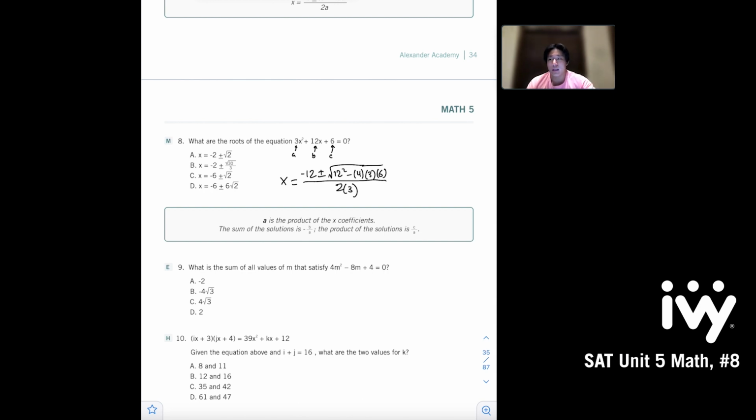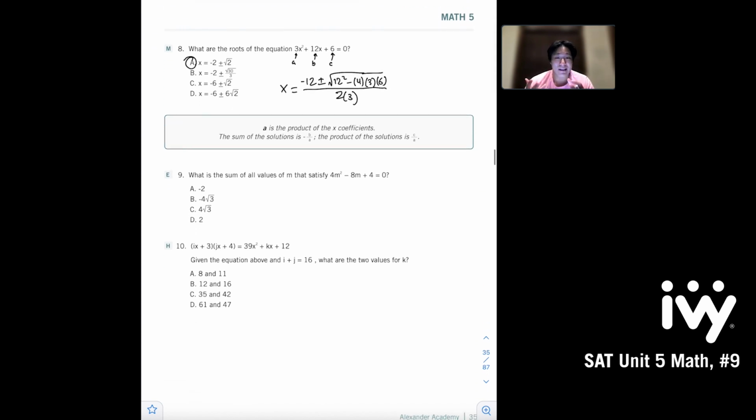So of course, this means that because we have the plus minus there, there's going to be two possible answers for this one. One where it's negative 12 plus that, and one where it's negative 12 minus that. So of course, we're going to get two answers here. So they left the plus minus in the answers for this problem, which means that we can simplify this out and see that our answer is going to be a, negative 2 plus minus radical 2.